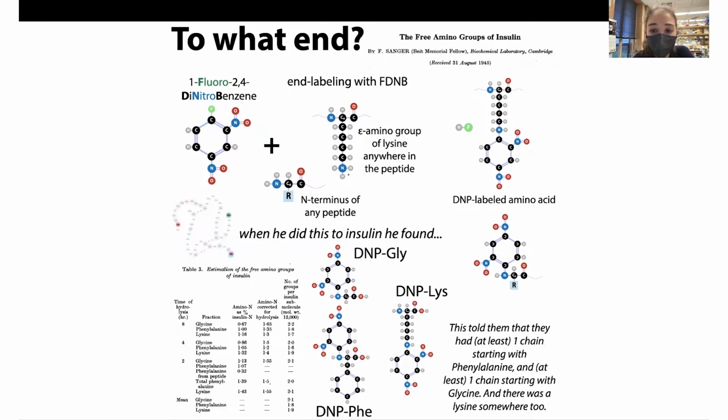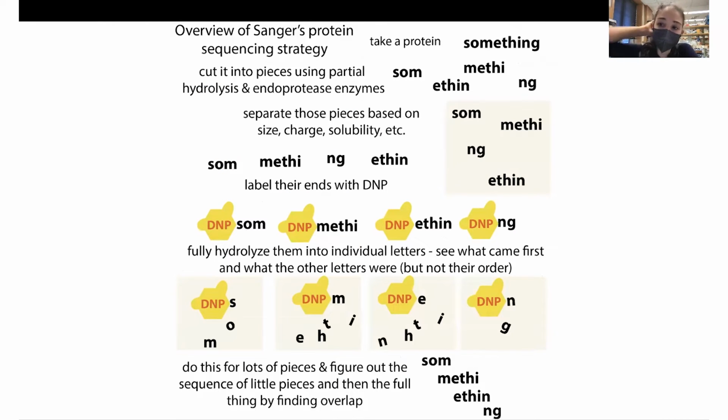Okay, so now he knows what the ends are. So now he wants to expand this method to figure out what bigger pieces are. So basically, the idea is that if you take something and cut it into smaller pieces, label those pieces, figure out what's on the end of those pieces, and then figure out what's in the rest of those pieces, then if you have overlapping pieces, you can put them back together in order to get the big picture. And so he has the way that he can label the ends.